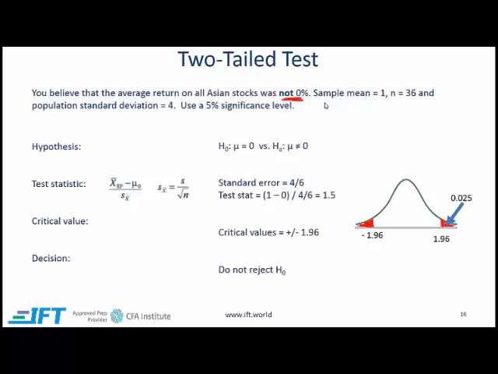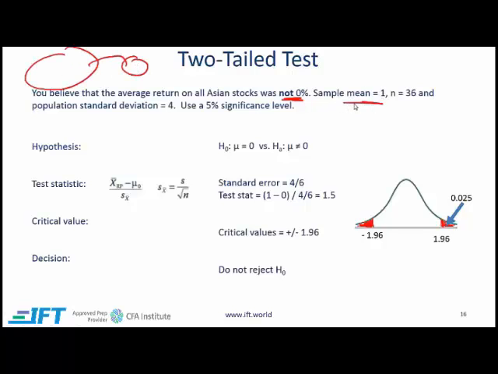You believe that the average return on all Asian stocks was not 0%. So what's your population? Your population is the return on all Asian stocks, right? So you have a belief that the average return was not 0%. In hypothesis testing, what you do is you draw a sample and then you test using that sample whether your belief or your hypothesis is correct. That's the principle. So from the population, you draw a sample.